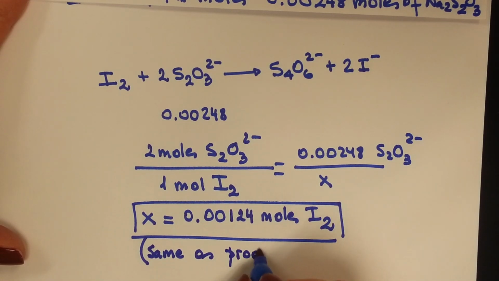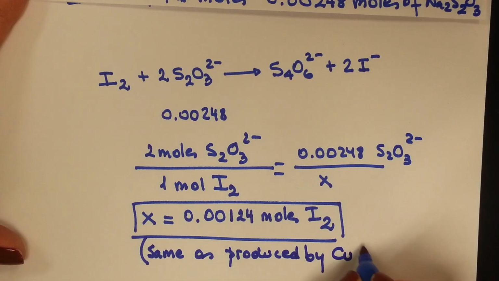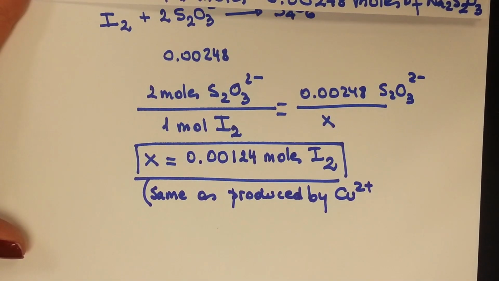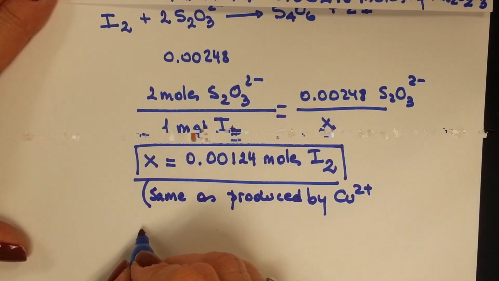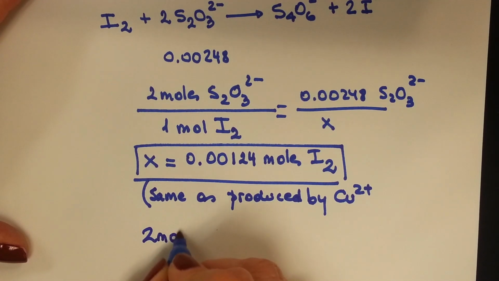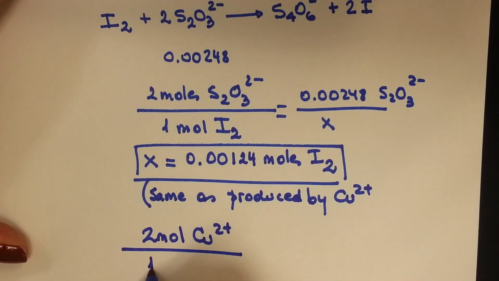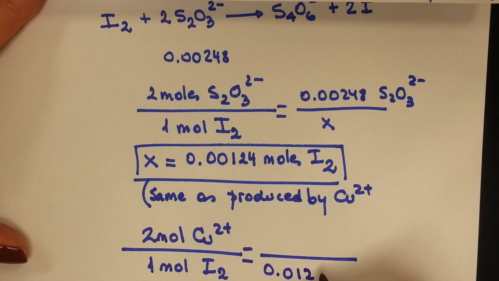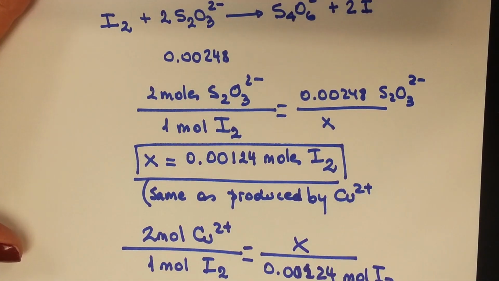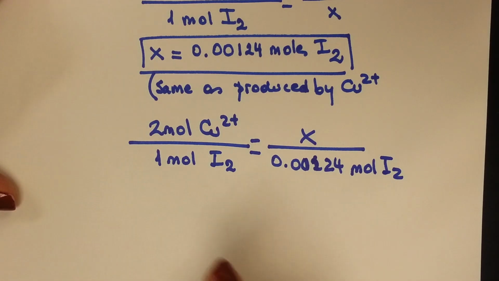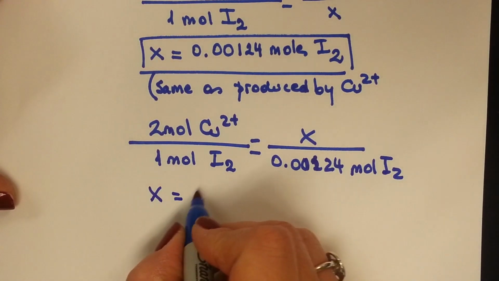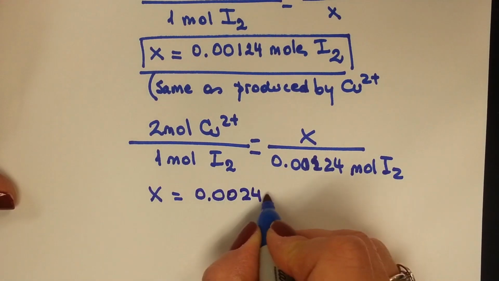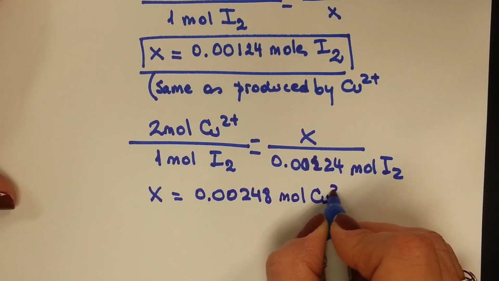Okay, so now this is the same as produced by the copper ions. Now, because of the mole ratio, we know that 2 moles of copper 2+ produce 1 mole of iodine. So 0.00124 moles of iodine are going to be produced by X, where X is the amount of copper that was present in the 25 milliliters. So X is going to be 0.00248 moles of copper 2+.